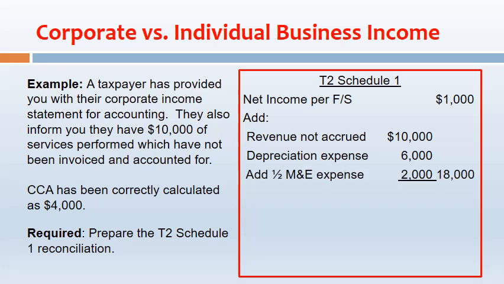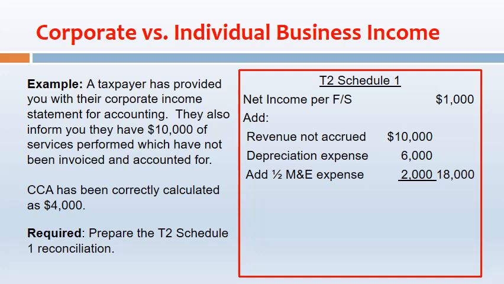allowance. In addition to that, we had meals and entertainment expenses on the accounting financial statements for $4,000. We know we're only allowed to deduct half of that. So we add back half of the meals and entertainment expense, which is $2,000, half of $4,000. Our total additions are $18,000.